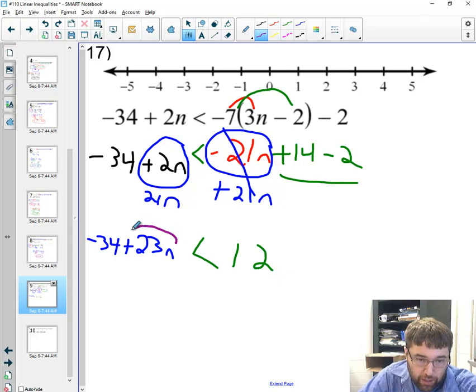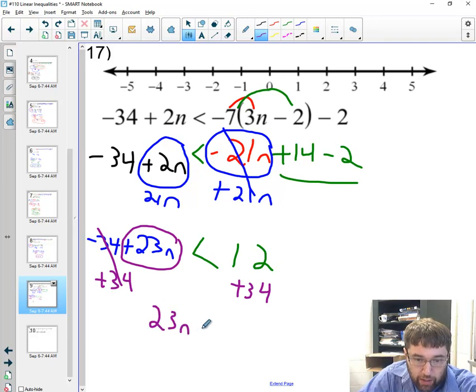So now I circle the variable, take care of the hater. The hater is negative 34, so I add 34 to both sides. These cancel out. Add 34. And I'm left with 23n is less than 46.